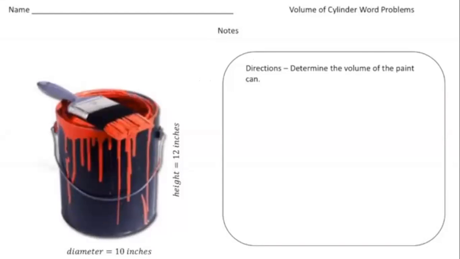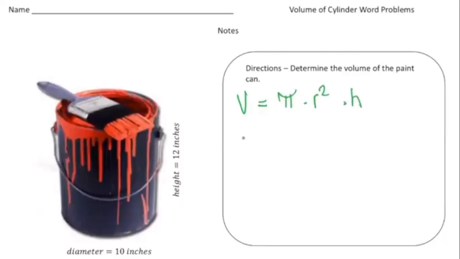All right. So the first problem, we want to find the volume or the capacity of the paint can. I don't know how much paint is actually in this can. So first of all, we're going to look at the shape. And the shape obviously is a cylinder. So let's write down the formula for the volume of a cylinder. So volume equals pi times r squared, because remember, that gets the area of the base. And then we times it by the height.